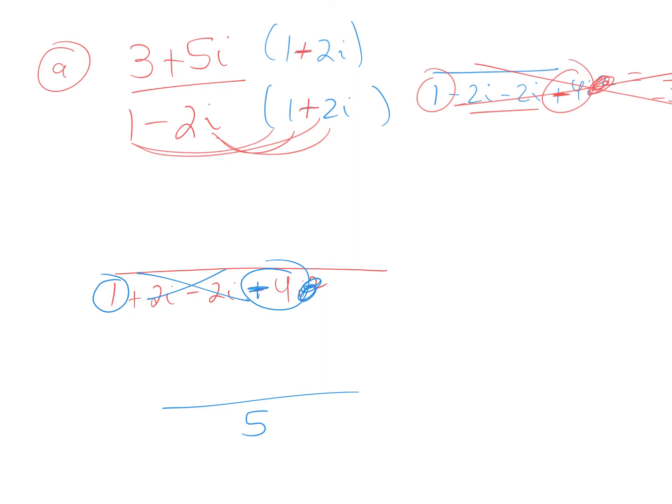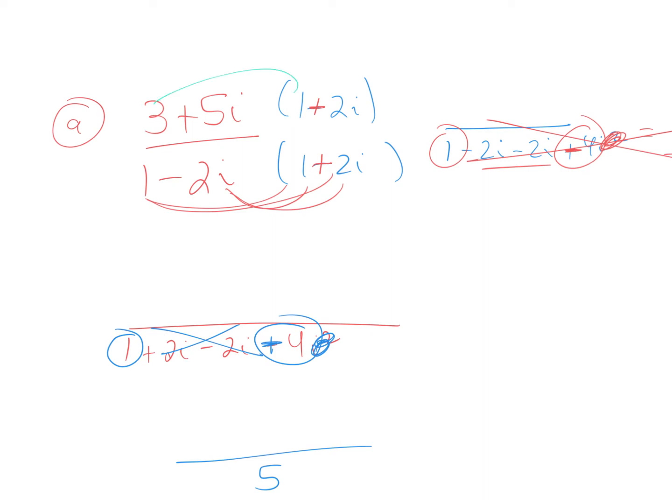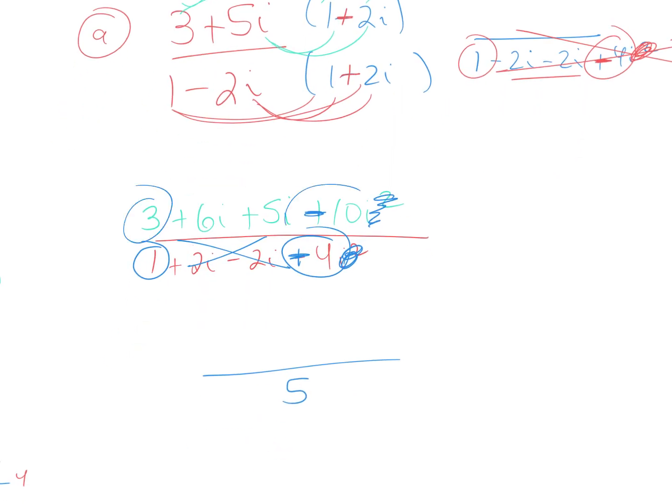Now, simplify the numerator. What's 3 times 1? 3. 3 times 2i? Plus 6i. Good. 5i times 1 is plus 5i. What's 5i and 2i? Plus 10i squared. You guys see that i squared? We cross it off. We change that sign. So real with real, what's 3 minus 10? Negative 7. And 6i and 5i is? Plus 11i. Now this one's kind of simple to see that it does not simplify.